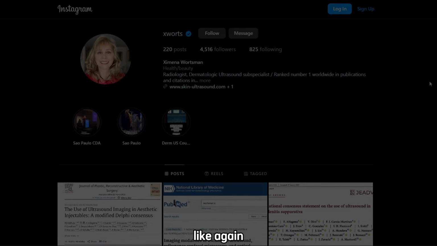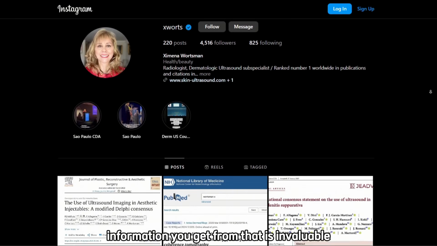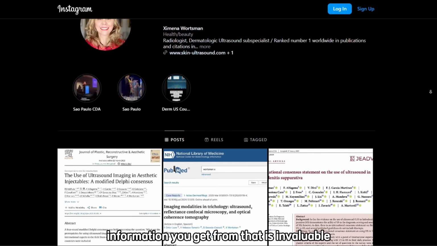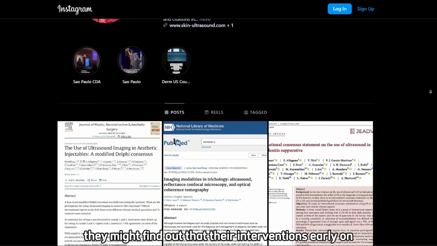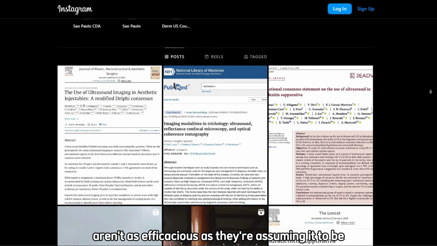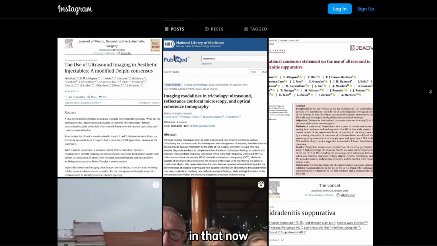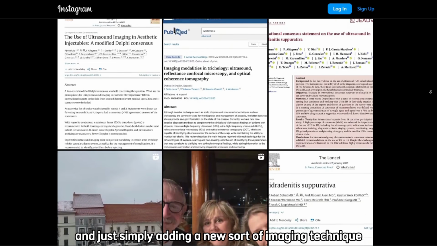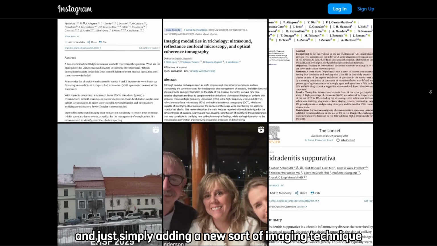Hopefully it changes, because I just don't see why. Again, the amount of information you get from that is invaluable, and it could even save them money. Maybe they might find out that their interventions early on aren't as efficacious as they're assuming, and that would save them a lot of money, in just simply adding a new sort of imaging technique.